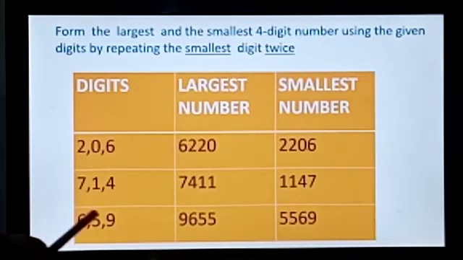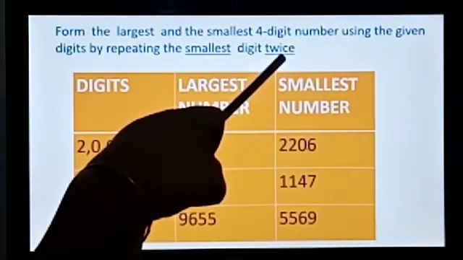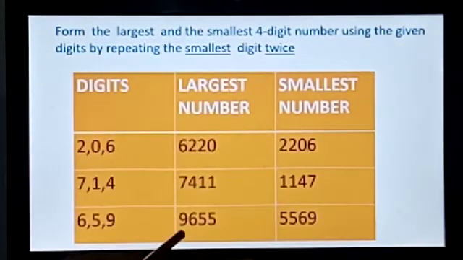The next one, 659. What is the smallest, children, here, and what is the biggest number? The smallest digit will be 5. So the 5 needs to be repeated. How many times? Twice, means 2 times. So 9655 will be the largest and 5569 will be your smallest number. So this is how you are going to do.